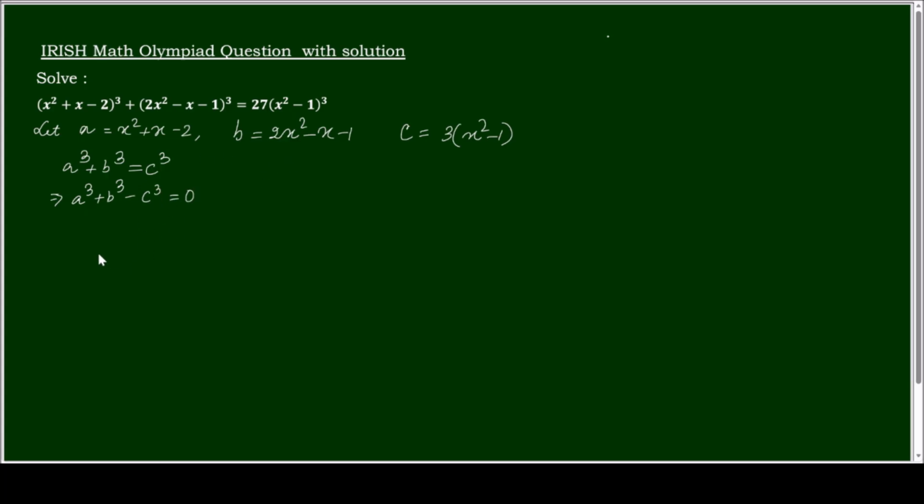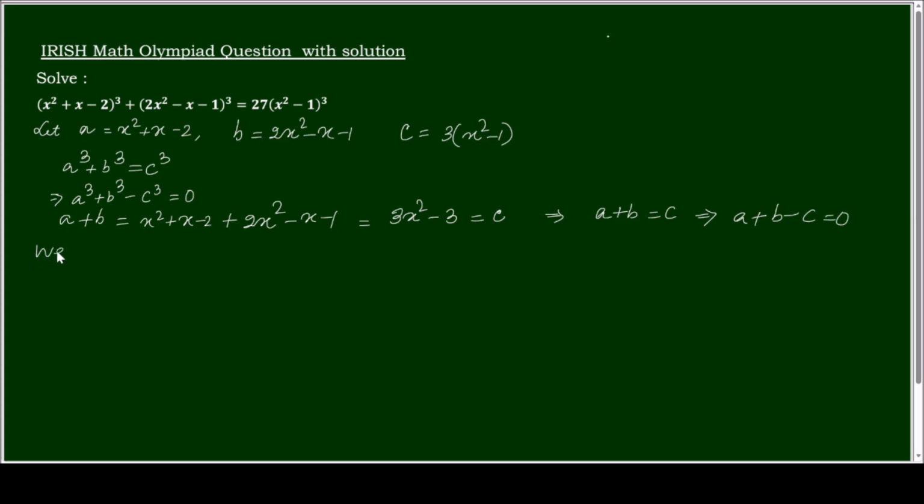Now another thing we can observe here: a plus b equals x square plus x minus 2 plus 2x square minus x minus 1, which equals 3x square minus 3, which is nothing but your c. So a plus b equals c, or a plus b minus c equals 0.